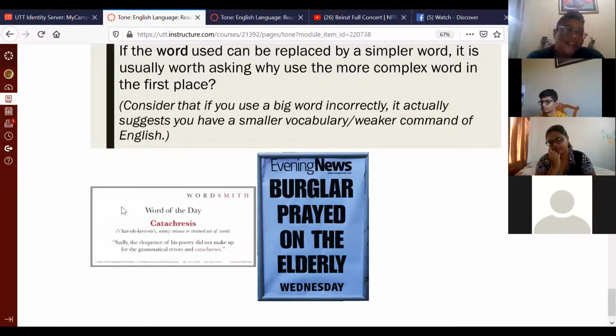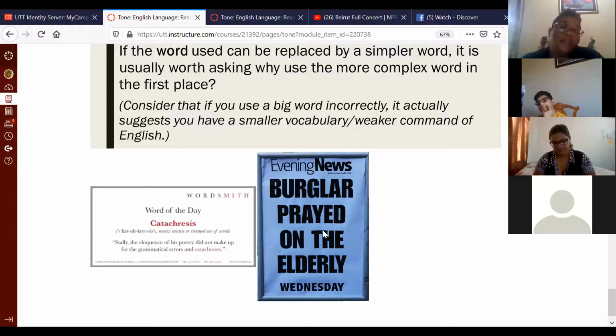If the point of writing anything is to communicate and I have to pull out a dictionary every 5 seconds, that's problematic, right? So you see an example of a catachresis here, burglar preyed on, that's the wrong word, on the elderly, right? So sometimes something as simple as a spelling error can change a person's opinion of the writer.